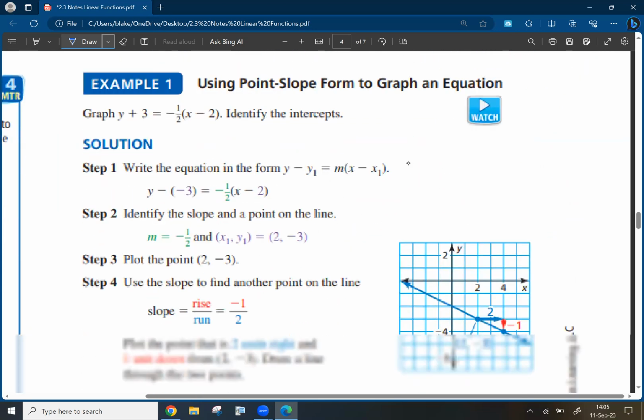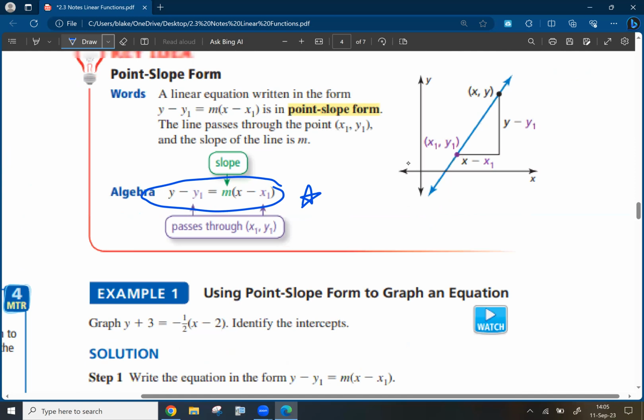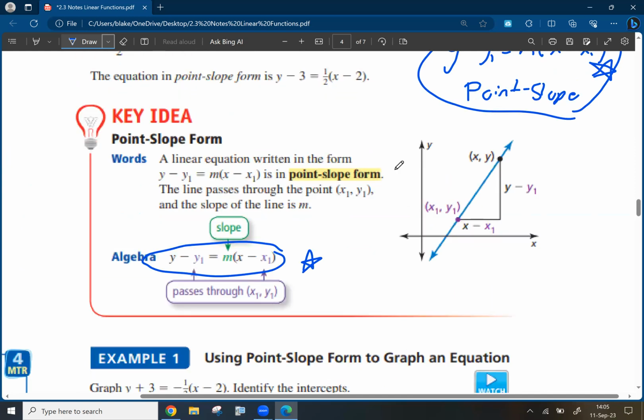So in the formula, the reason why it's called point slope is, as you can see, the m value is still the slope. But what's unique now is instead of having the y-intercept, we have a point. Hence why it's called point slope form, because it tells us a point and it tells us the slope. So the point is going to be the x1 and the y1 values we see in the formula.